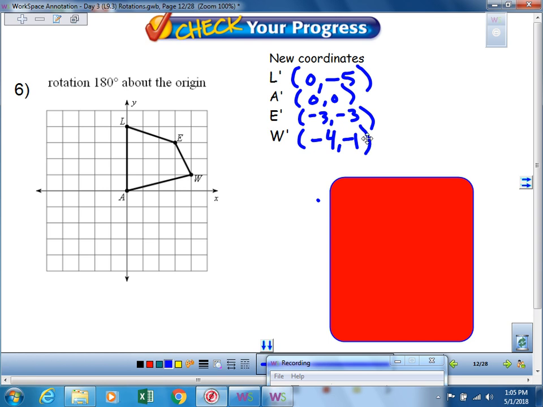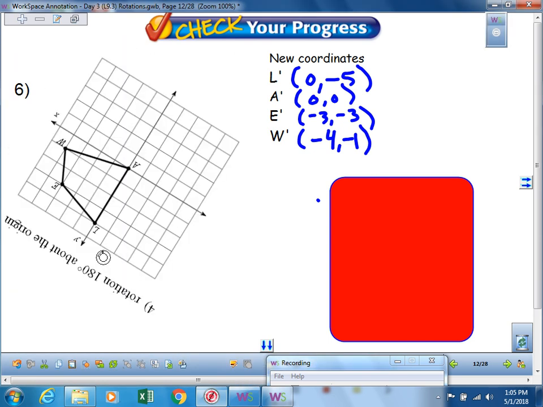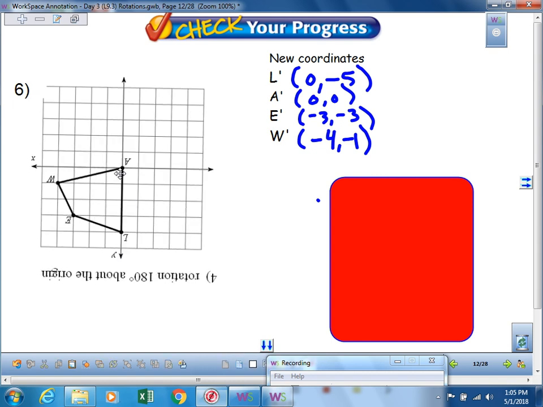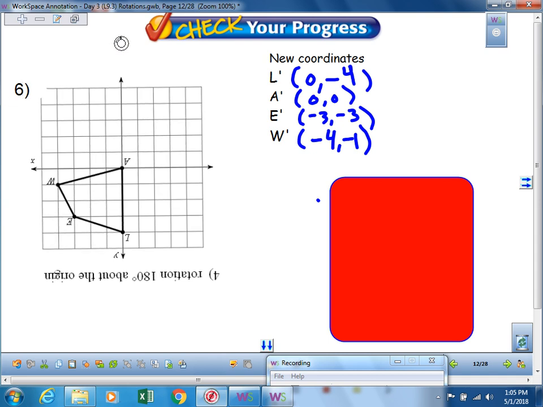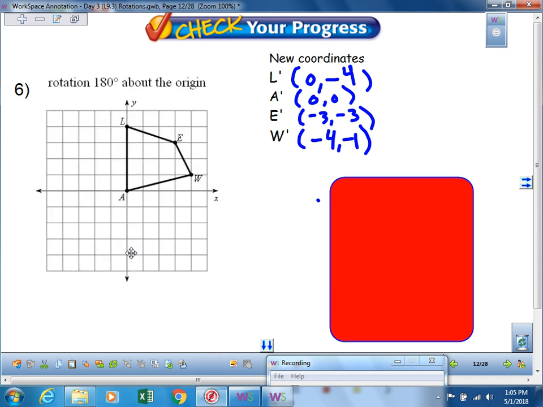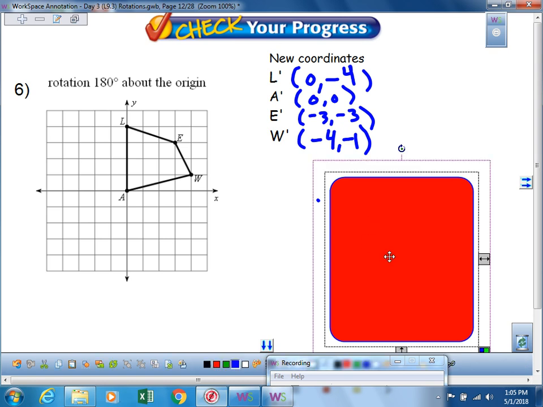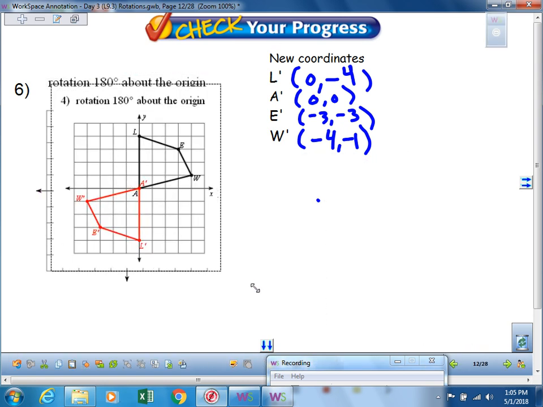Okay, so let's look. We're going to turn it upside down. Is L negative 5? No, it is negative 4. Just got to watch the counting on that. And then A is (0, 0), (-3, -3), (-4, -1). Okay? And then you would turn it back. It's in quadrant what? 3. And when you plotted it, it should have looked like this in quadrant 3.